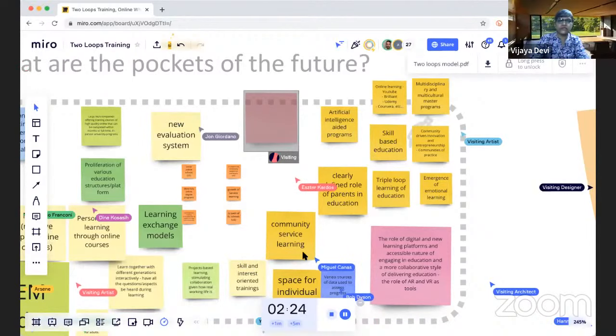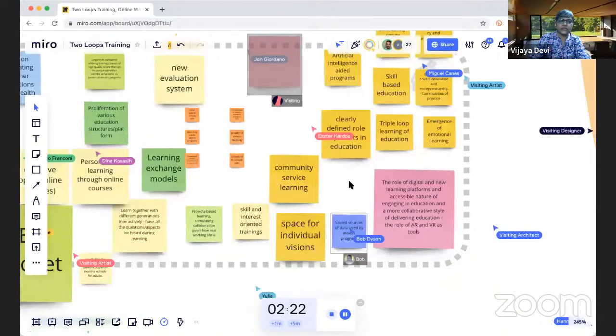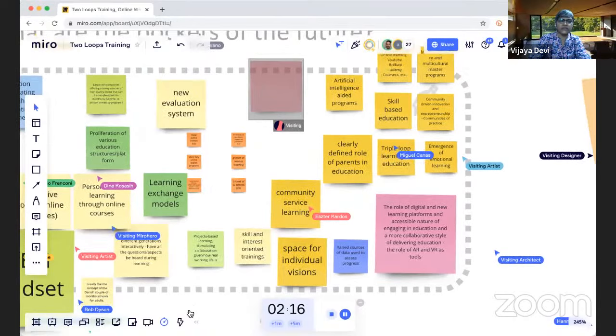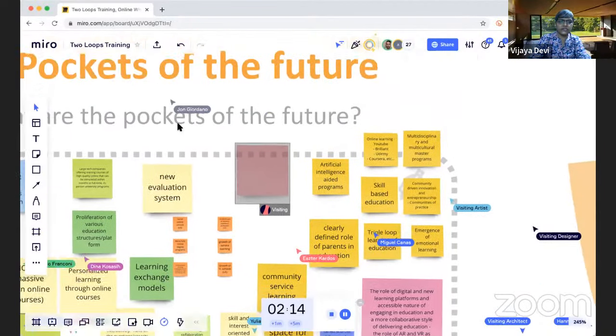Okay. Cool. STEM mindset. Anyone wants to talk about that? Is that a new alternative which is emerging?